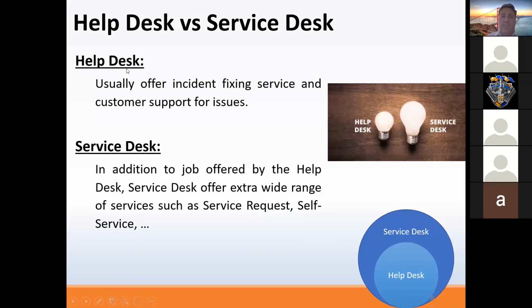So help desk is only about fixing stuff. Service desk is not only about fixing stuff. It's about fixing stuff, ordering stuff, changing, all the extra features. You understand the difference between the two? Now, somebody tell me, is this 100% followed in the market? No. Like downstairs, we still call our help desk, we call it help desk. Even though we are doing service desk, we call it help desk. But it's a term that you need to know about because some people are changing the name. So it's good for you to know about.